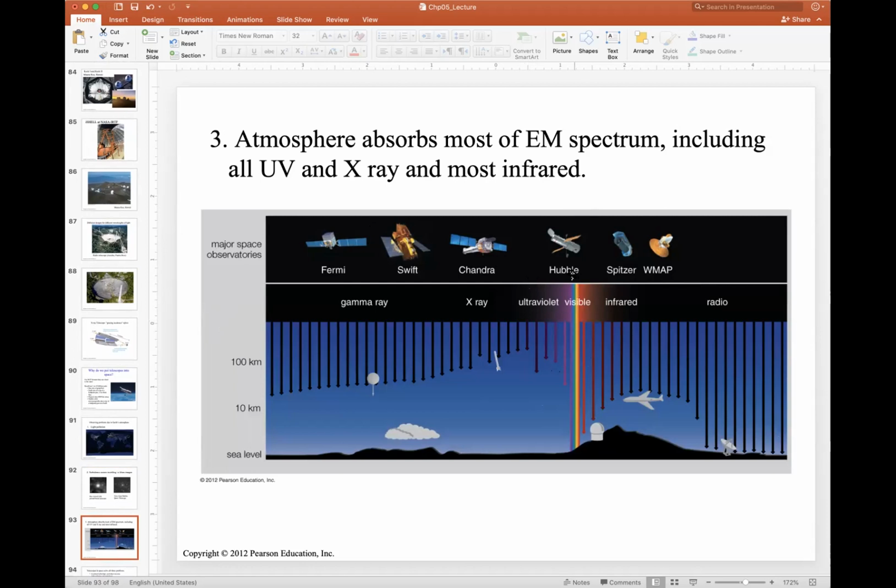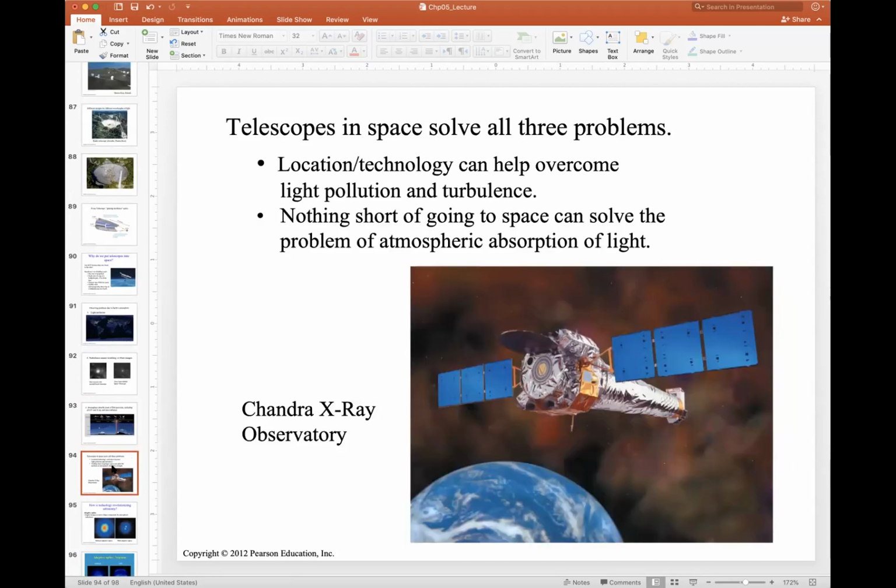For the visible part, which is where Hubble works, and the radio wavelengths, you're perfectly fine doing it on the ground. But to do infrared and near infrared, you have to be sufficiently far from the surface of the Earth. For X-ray or gamma ray, you have to be way above the ground. That's why we're really interested in sending telescopes into space. Telescopes in space solve all three problems. Technology can help overcome light pollution and turbulence, but nothing short of going to space can solve the problem of atmospheric absorption of light.